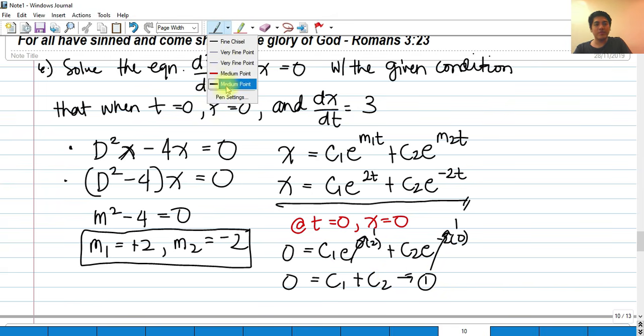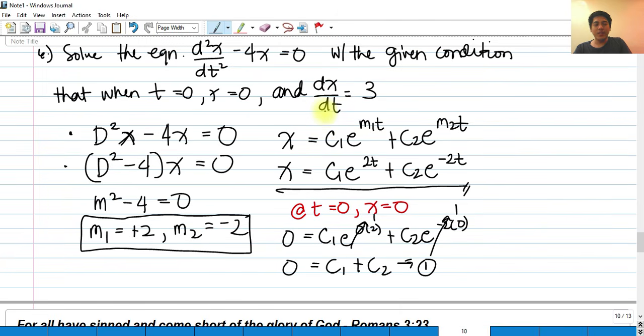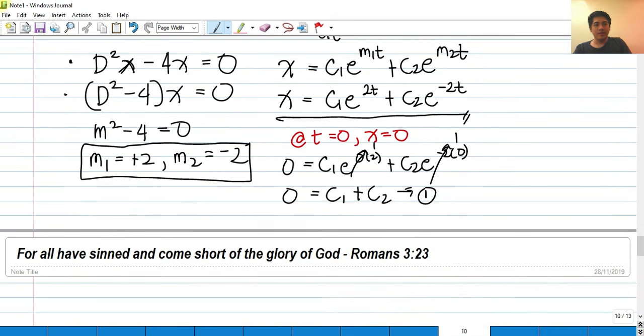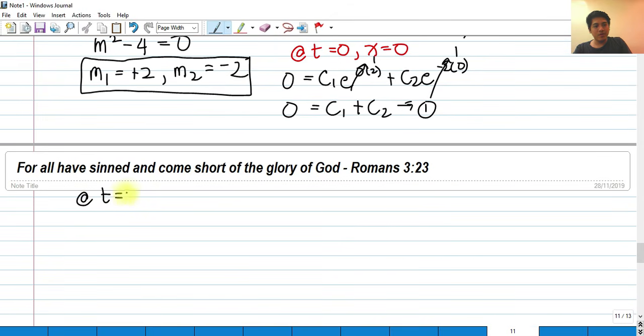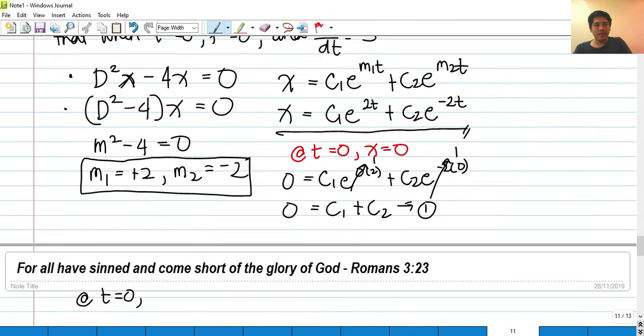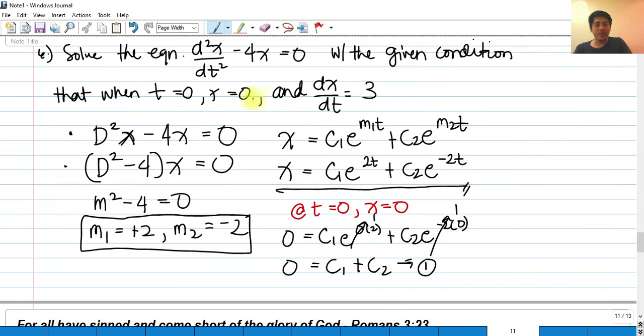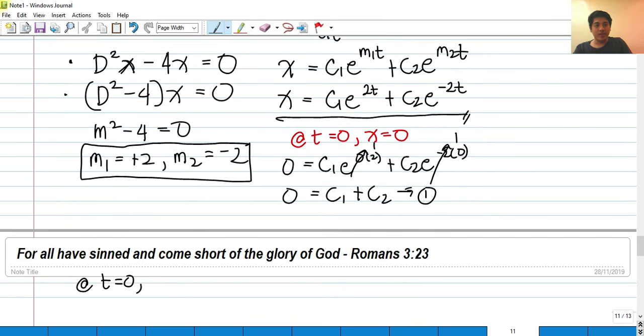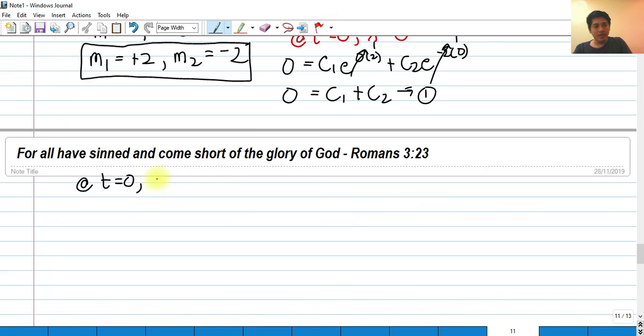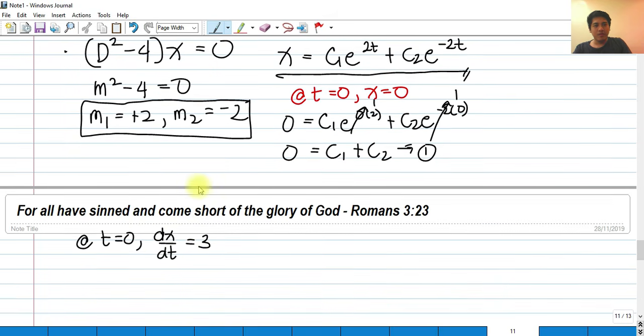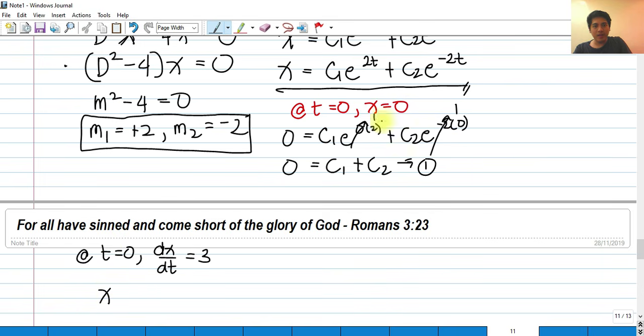The second equation comes from the second condition: when time is equal to 0, x is equal to 0 and dx over dt is equal to 3. So from our x, we have c sub 1 e raised to 2t plus c sub 2 e raised to negative 2t.